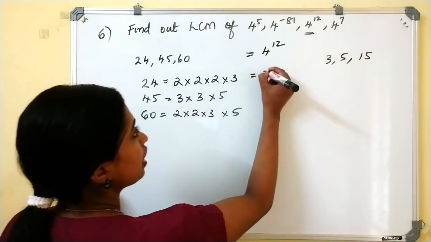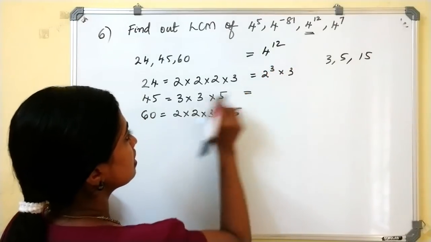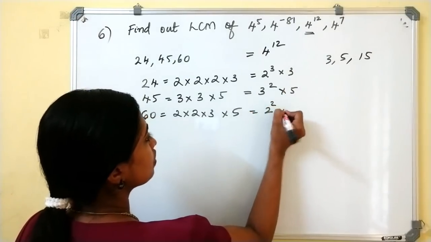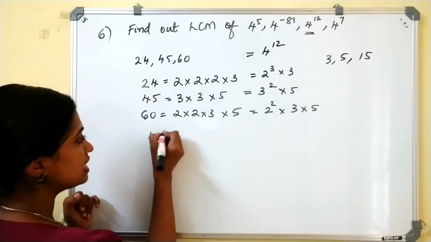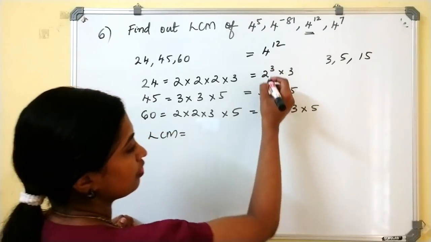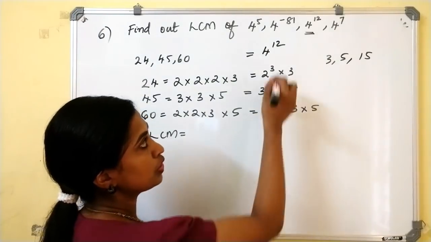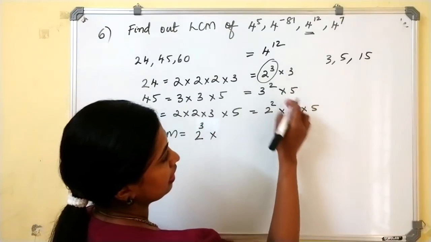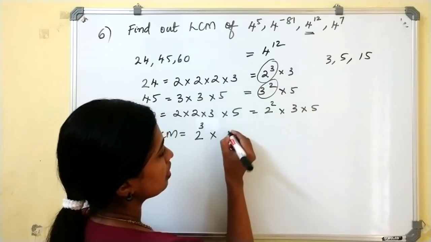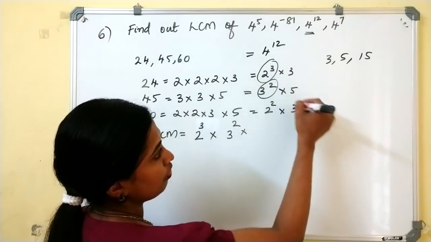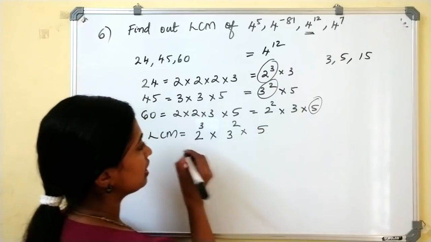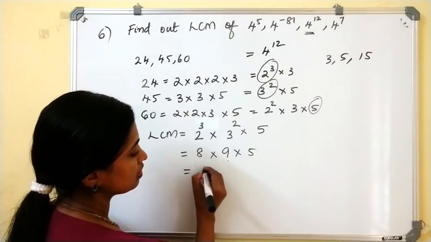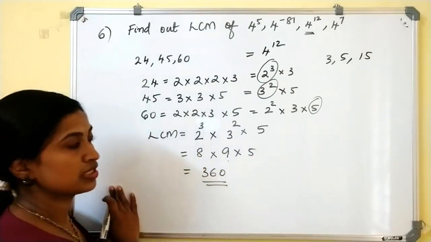We can express this as 2 raised to 3 into 3, this as 3 square into 5, and this as 2 square into 3 into 5. Then the LCM is given by the largest factor of 2, which is 2 raised to 3. So LCM is 2 raised to 3 into 3's highest factor, 3 square, into 5's highest factor, 5 itself. This is the answer. 2 cube is 8. 8 into 3 square is 9, 8 times 9 is 72, into 5, which is 360.